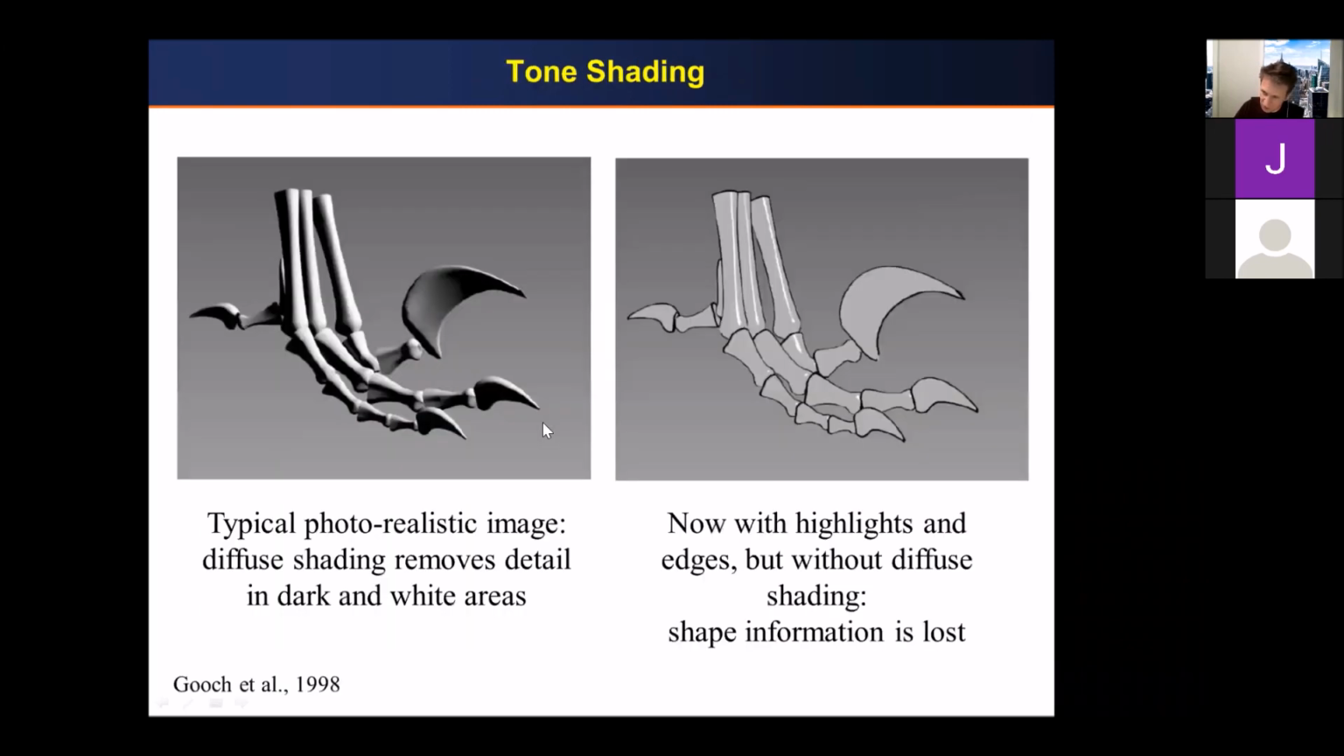So let's talk about tone shading. Okay, tone shading, again by Gooch et al. It's also again 98, but these are very effective ways to do these kinds of things. So basically, this is a typical photorealistic image, rendered by isosurface volume rendering, right? It looks good, but there are a few things that are really problematic.